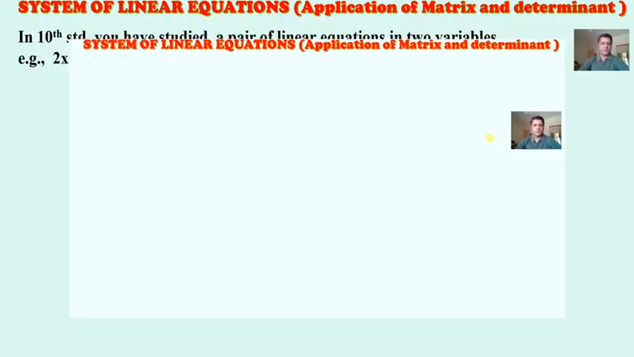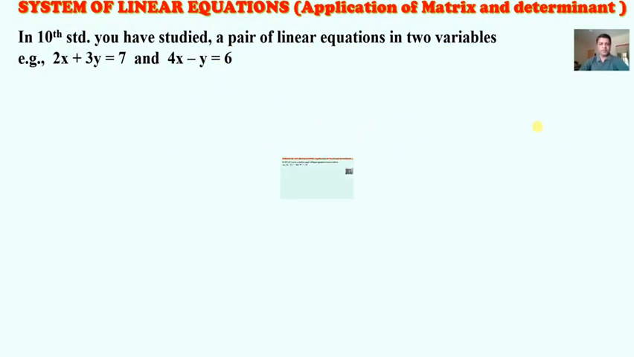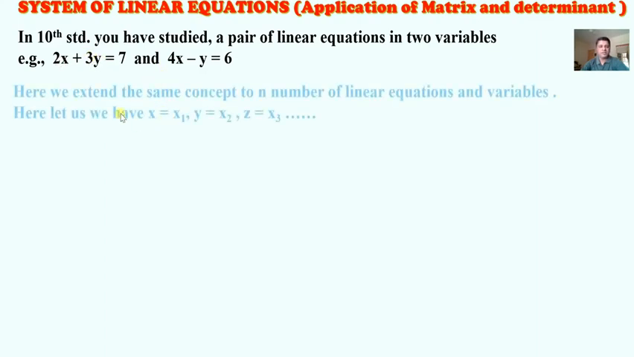System of linear equations. It is also an application of matrices and determinants. In 10th standard, you have studied a pair of linear equations in two variables. For example, 2x plus 3y is equal to 7 and 4x minus y is equal to 6. You can see here we have only two variables, x and y, and the remaining are constants. Now we will extend the same concept to n number of linear equations and variables.